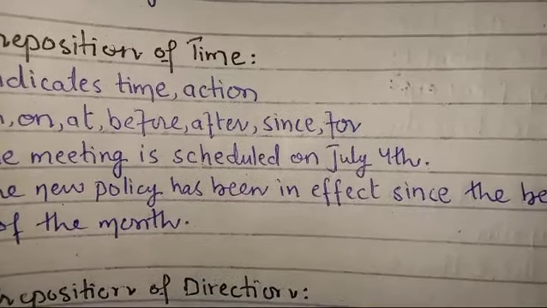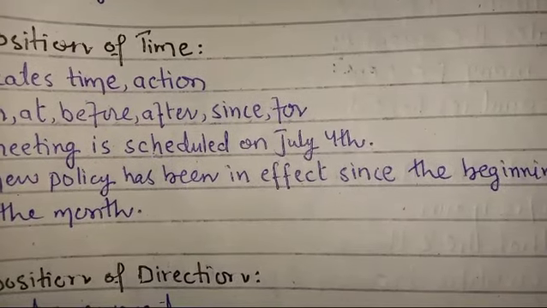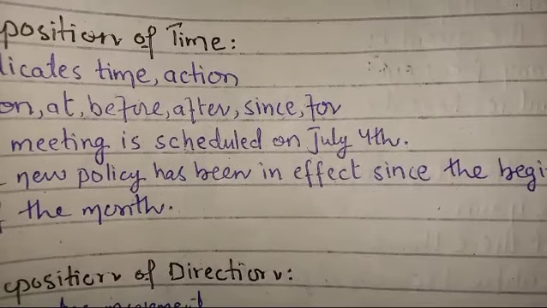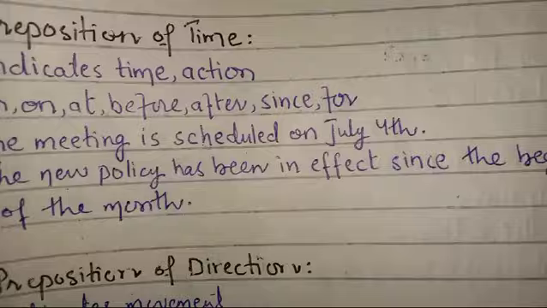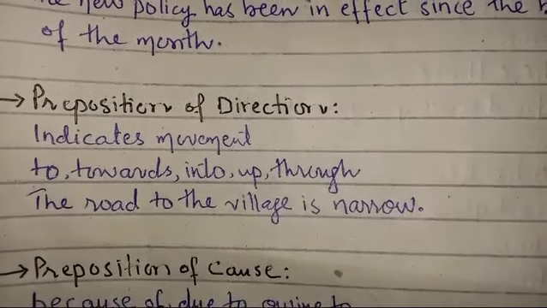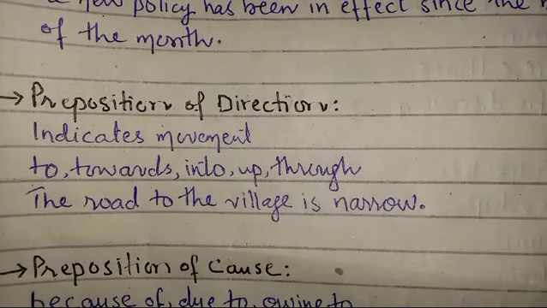Since is also used as the preposition of time, like since the beginning of the month. Beginning of the month is the preposition of time. So here since is the preposition of time. Preposition of direction. Preposition of direction indicates movement, like to, towards, into, up, through. The road to the village is narrow. Means the road that is going to the village is narrow.